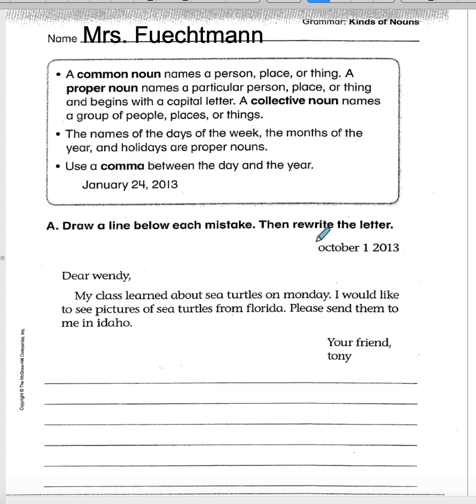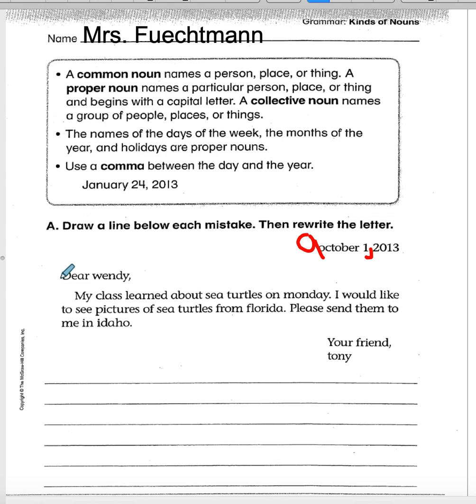Welcome back. In the date, we would need a capital O for October and a comma after the day, 1, to separate it from the year. Now let's go on to the body of the letter. Now would be a good time to pause the video and find the mistakes before I share them with you.